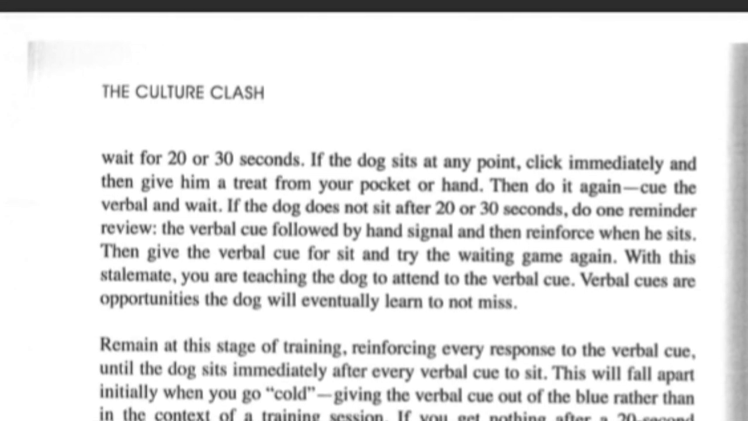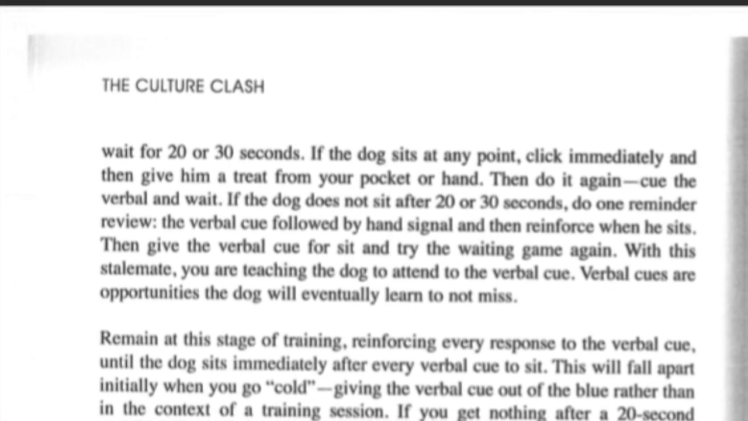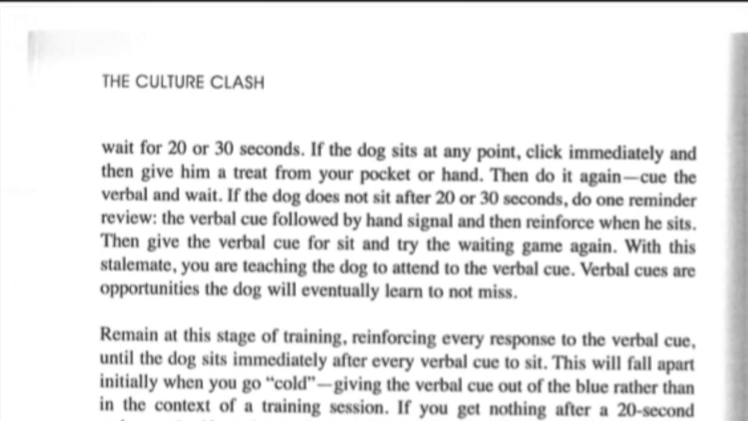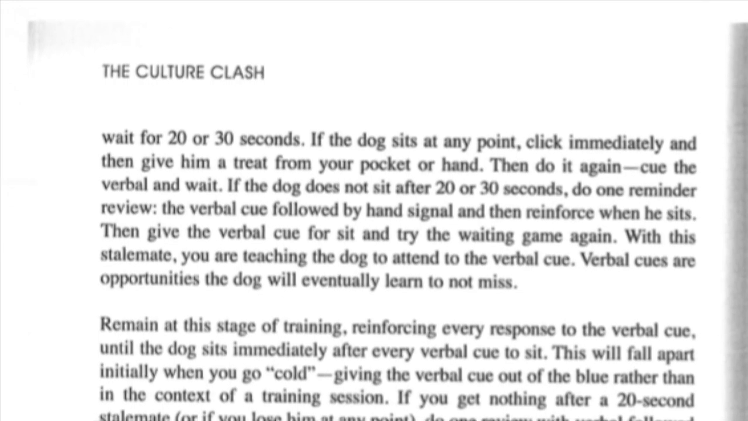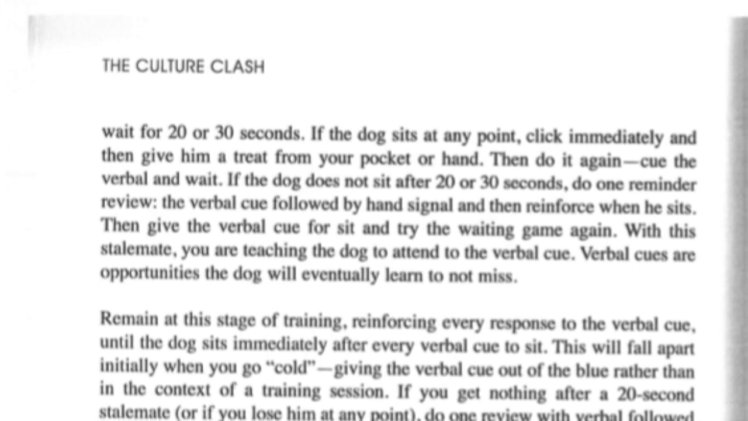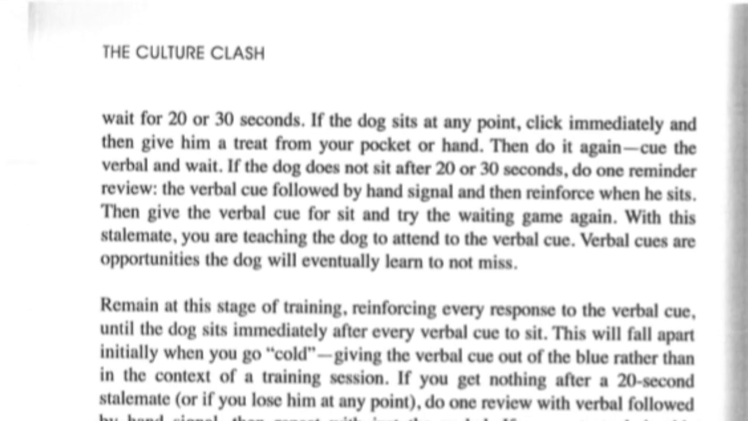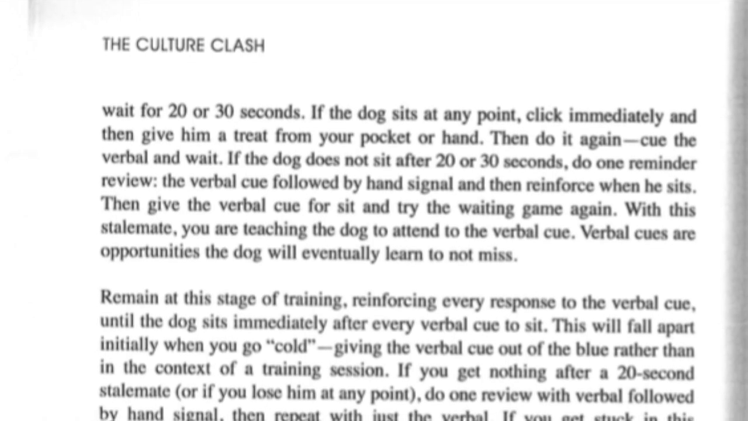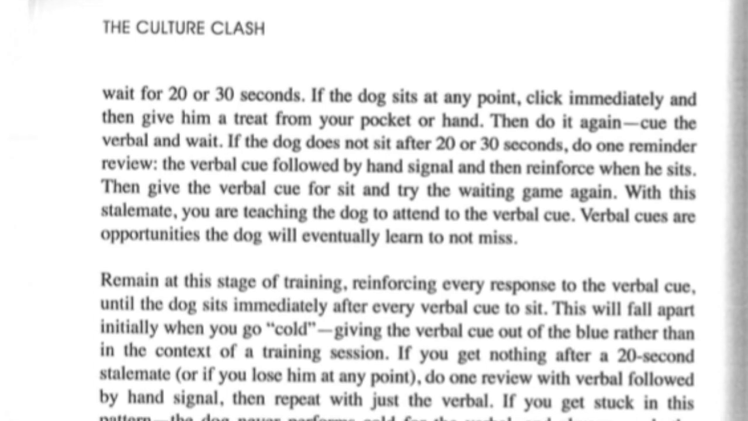Then do it again. Cue the verbal and wait. If the dog does not sit after 20 or 30 seconds, do one reminder review, the verbal cue followed by hand signal and then reinforced when he sits. Then give the verbal cue for sit and try the waiting game again. With this stalemate, you are teaching the dog to attend to the verbal cue. Verbal cues are opportunities the dog will eventually learn not to miss.